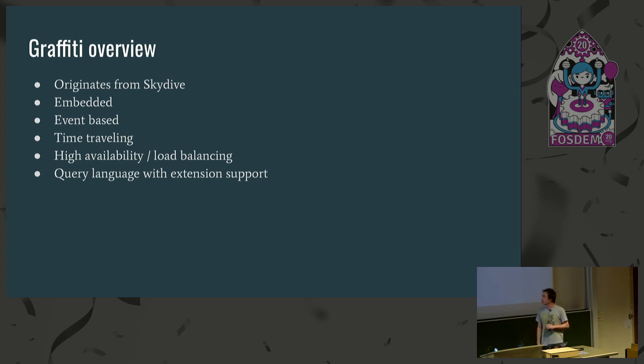It's a graph engine which is highly event based. Everything in Skydive goes through events. One of the interesting features is that it allows you to time travel, so you can query the graph as it was at a certain point in time. It's highly available. One of the components is the hubs, and we can have multiple hubs, which provides high availability for your graph and also load balancing, because you can subscribe to multiple hubs and balance the load.